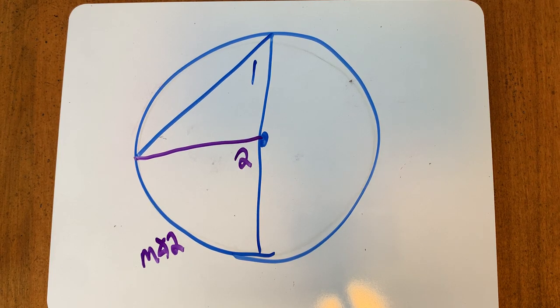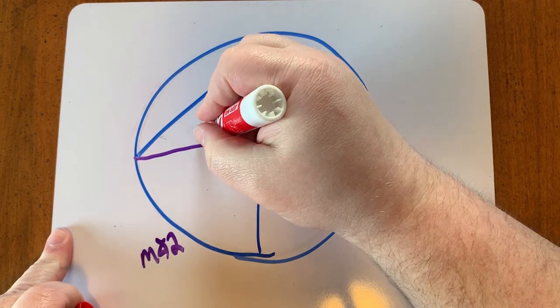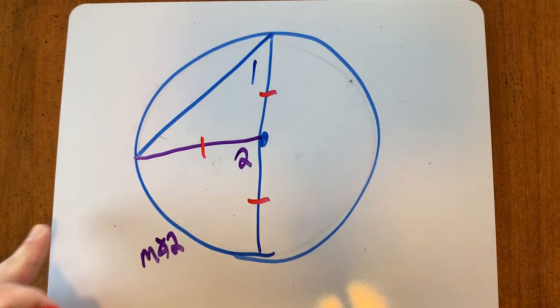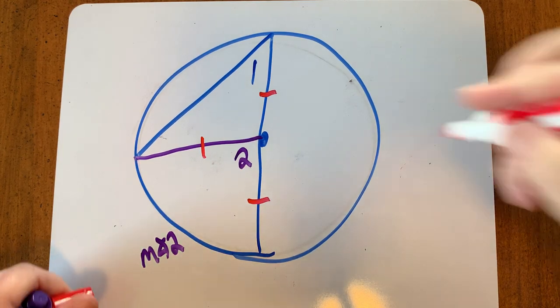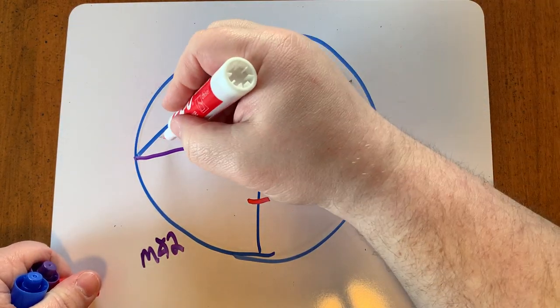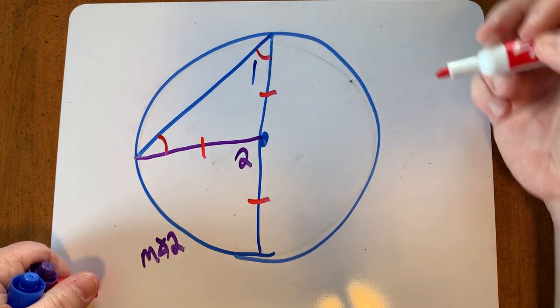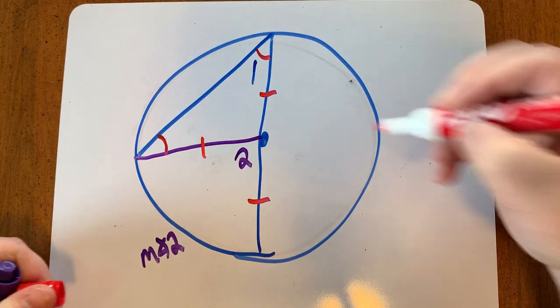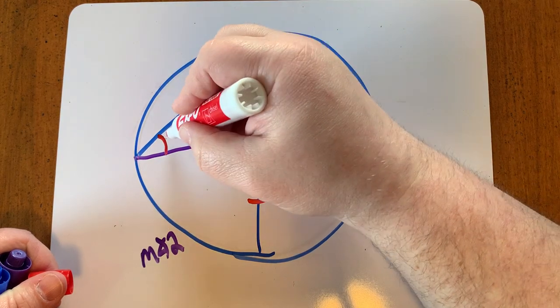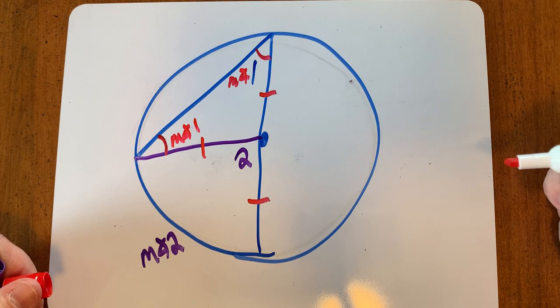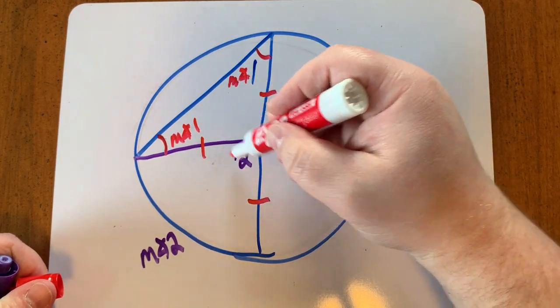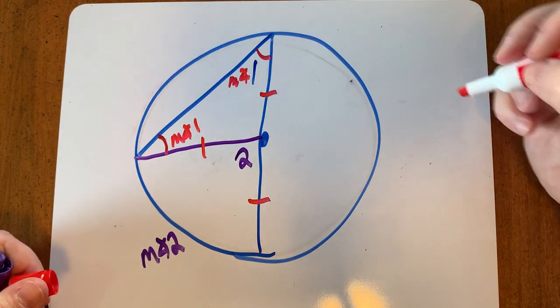Another thing that we just made is a bunch of congruent segments. Because all of those are radii, all those segments would be congruent. And because all those segments would be congruent, this triangle here is an isosceles triangle. So if this is measure of angle 1, that's measure of angle 1. Wait a minute, angle 2 is exterior to that triangle.